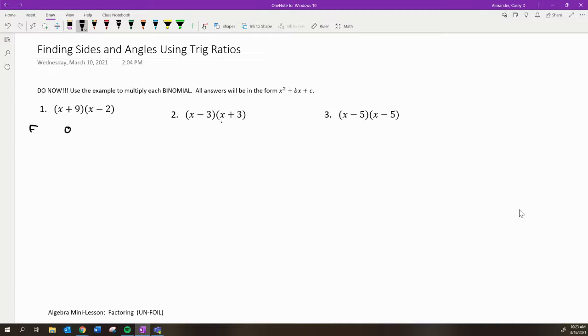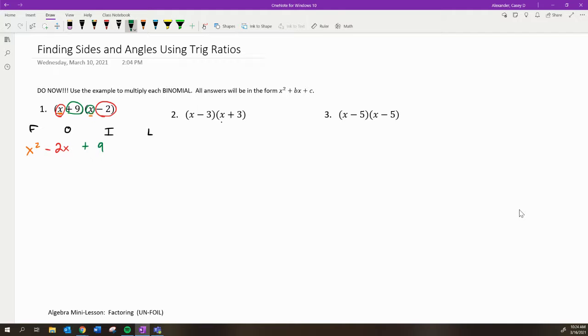Remember, we have this method called FOIL, where we multiply the first, the outside, the inside, and the last terms. The first terms, in most of these cases, are both an x, and x times x is x squared. The outside terms would be this x out here and this -2 right here, so if I multiply those two things, I would get -2x. Then the inside terms, well, that's this +9 and this other x.